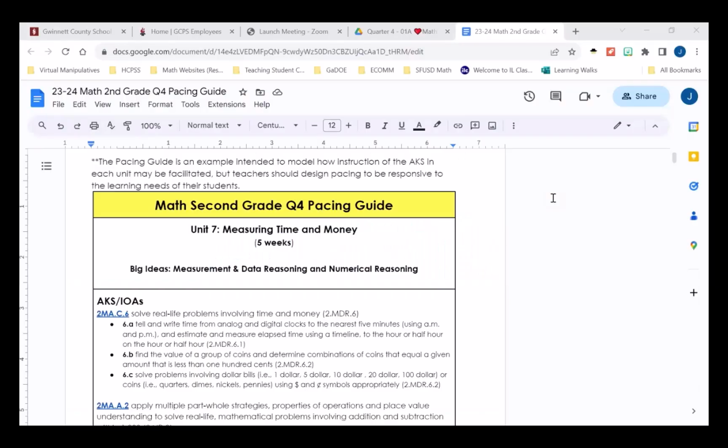Now, at the top of the pacing guide, you will see the name of the unit, the big ideas for the unit, and the suggested pacing. This unit will focus on measuring time and money, and the suggested pacing is 5 weeks.